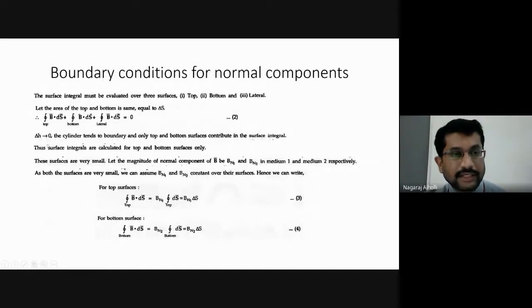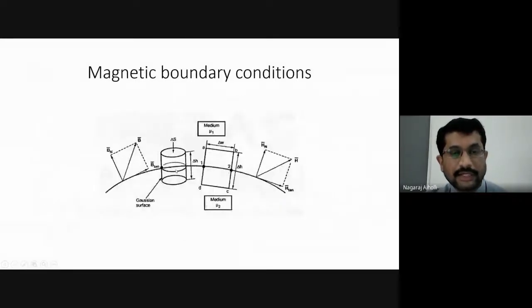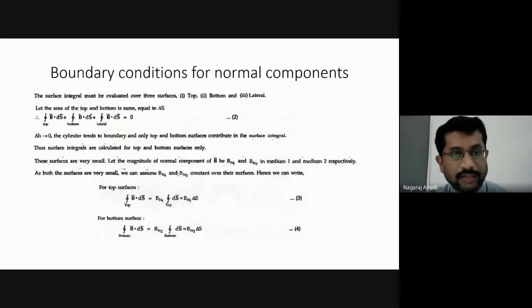As delta H tends to 0, the cylinder tends to the boundary and only the top and bottom surfaces contribute to the surface integral. Because delta H by 2 tends to 0, the lateral area will become 0. Right? And we have only the top surface area and the bottom surface area. The lateral surface area is becoming 0 because of delta H or delta H by 2 tending to 0.